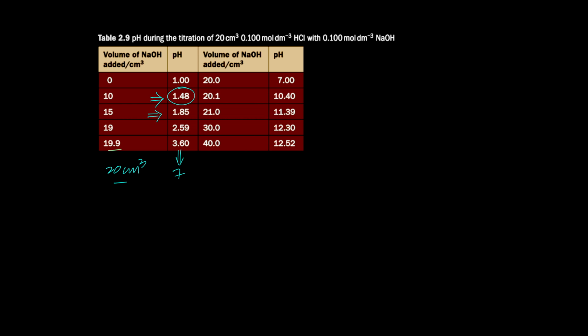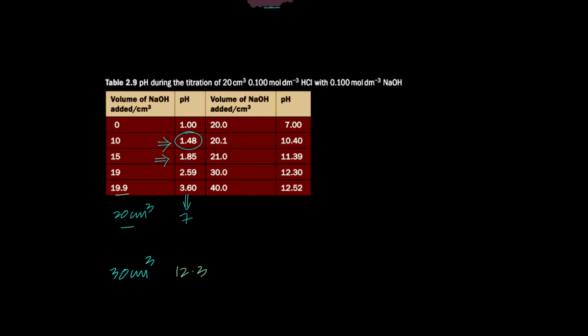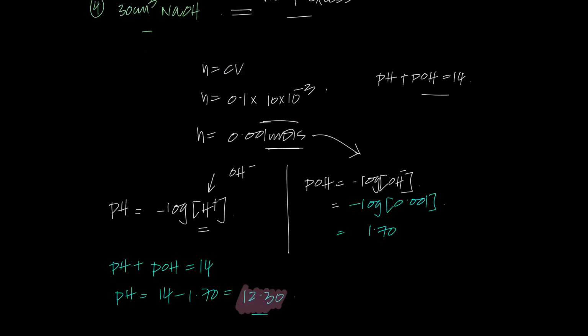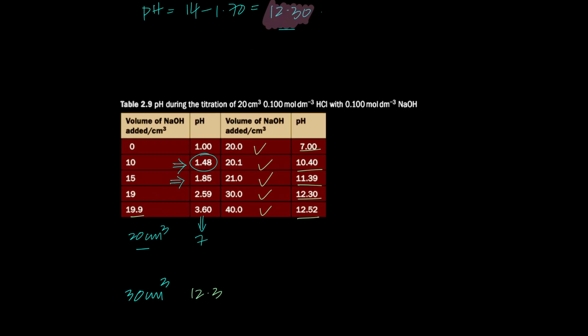And at 20 cm cube, the pH is going to be 7. Absolutely, it's going to be 7. And we know at 30 cm cube of NaOH that you added, the pH is about 12.3ish. At 20 it's 7. He's given 20.1 is 10.40, and at 40, it's 12.50. When we calculated for 30, what did we get? We got 12.30, exactly the way he got. So these are the values of pHs that you get.